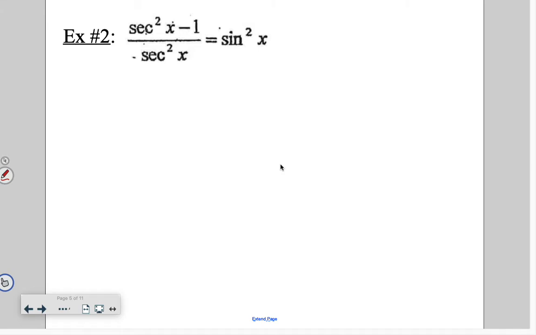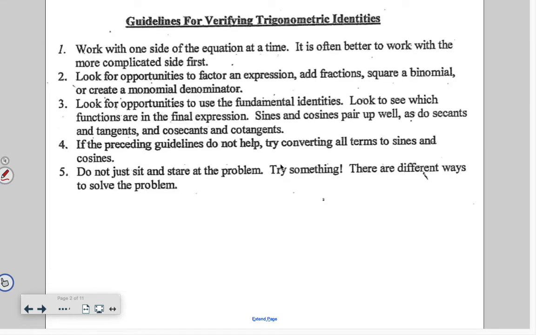Okay? But when you do an identity or when you do these types of problems, first thing, work only on one side of the equation. Don't try to do a little bit to one side and a little bit to the other side. Work on the one side of the equation and try to get it to equal the other side. And usually, it's better to work on the more difficult side, because it's always easier to take something that's difficult and simplify it than it is to take something simple and make it more difficult. It's always easier to go that route. So the first step you'll do on every one of these problems will be determine which side's the more difficult side and then work on that one.